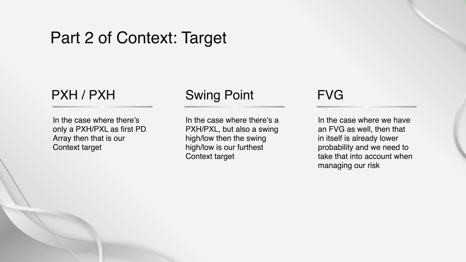Now, to quickly go over the targets here again, we mentioned the previous candle high, previous candle low. Now we mentioned also the swing point, right? Now I want to go over the last scenario as well, the fair value gap. So in the case where we have an FVG as well going against us, that in itself is already lower probability. We need to take that into account when managing our risk. So what does that last scenario look like?